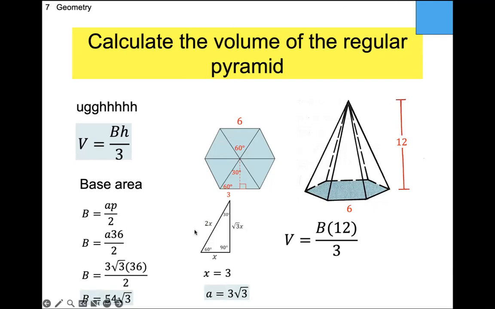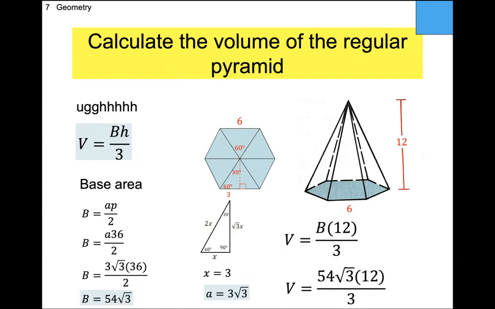So finally, back to our original formula. Remember, our original formula was right here. We plugged in the 12 already, and now we have the B value that we can plug in for B. Let me erase all that. And now let's do that. So B is 54 root 3 times 12.